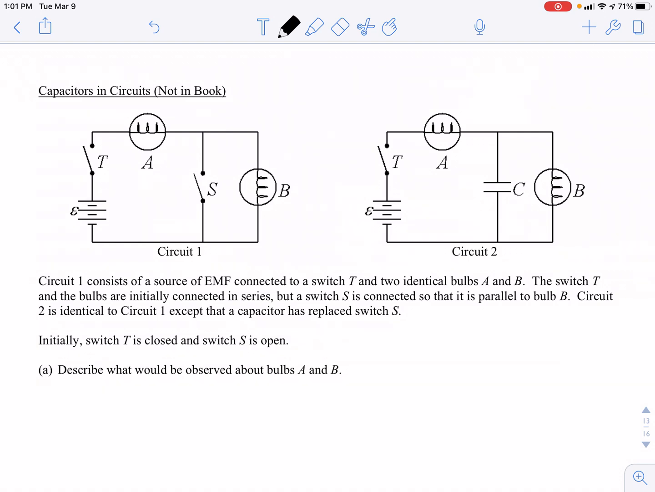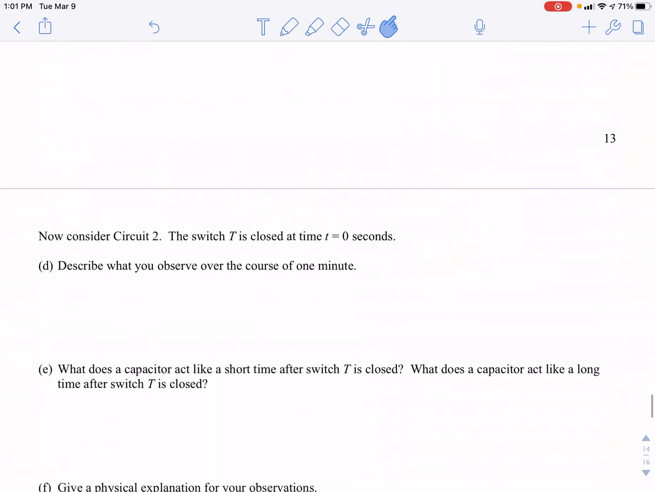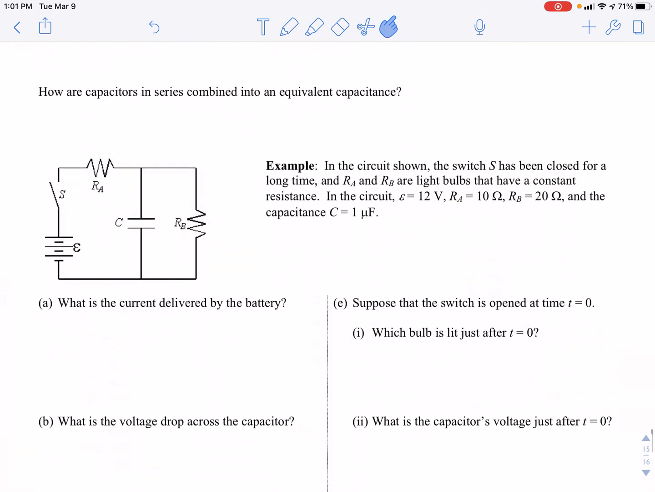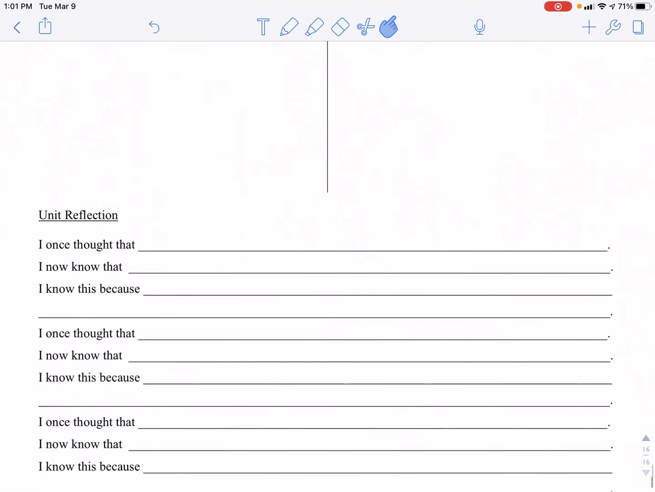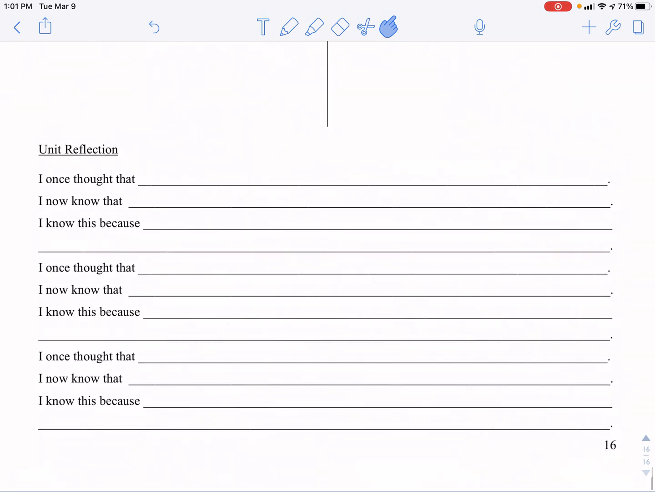The following examples on resistors and capacitors together in a circuit will be done together in class. Again, pause the video as necessary and rewind as necessary. Thank you.